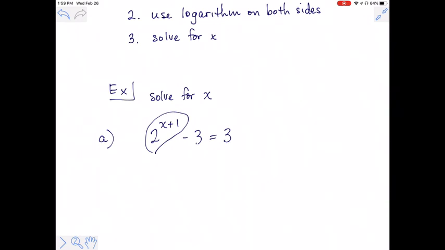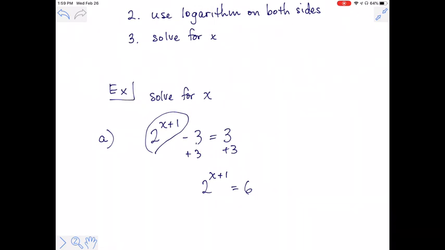So I'm going to go ahead and isolate it by adding 3 on both sides. And you get 2 to the x plus 1 is equal to 6. So now the exponential term is isolated. So we're done with step 1.